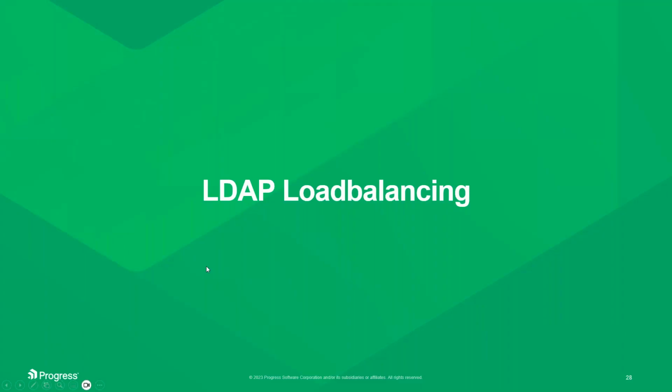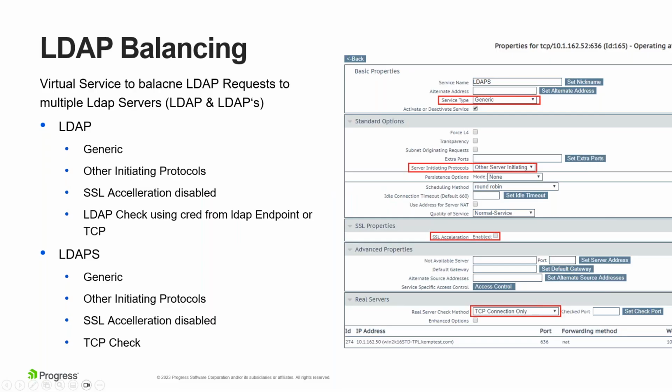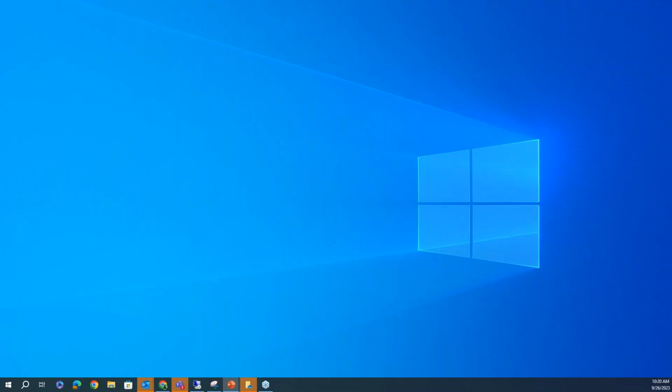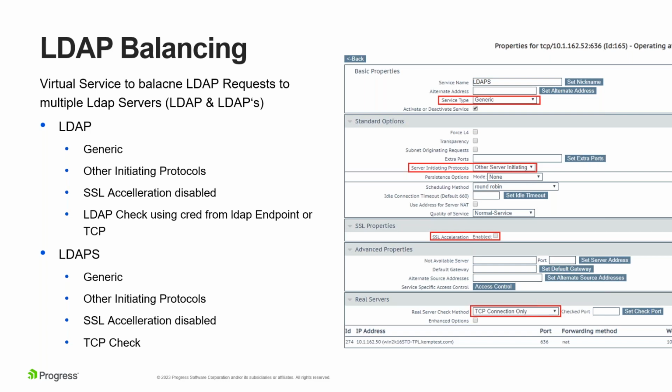Now, LDAP load balancing. So first of all, we need to talk about what LDAP is. So in general, we have two different things we can do with LDAP on the load balancer. First of all, we can create a virtual service that can balance LDAP for us. So you can create a VIP, here in this case on LDAPS 636. It needs to be a generic type. It's not HTTP, obviously, so it needs to be a generic type.